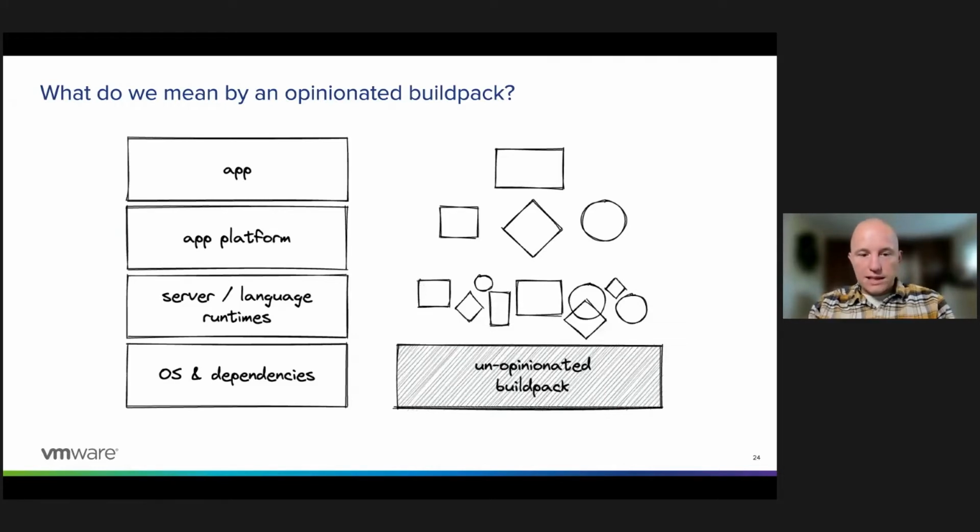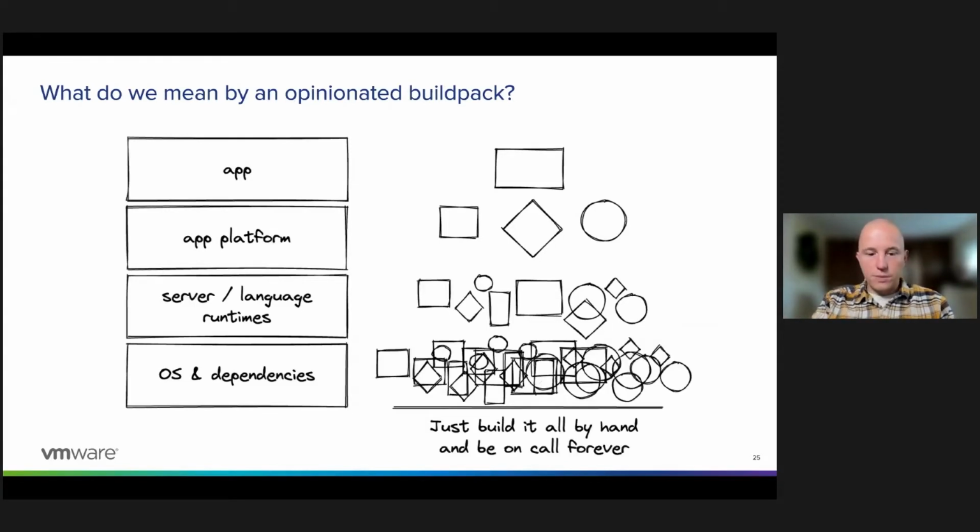And if we go to less opinionated, this is something more like the binary buildpack. It's going to give you the operating system dependencies. It's going to give you that standard golden image, that stemcell, but it's not really going to have an opinion about what's going to run on top of it. It's going to leave that to you, so it's going to be on you to do more. And then, of course, we could just not use buildpacks. We could build it all by hand. We could be on call forever.